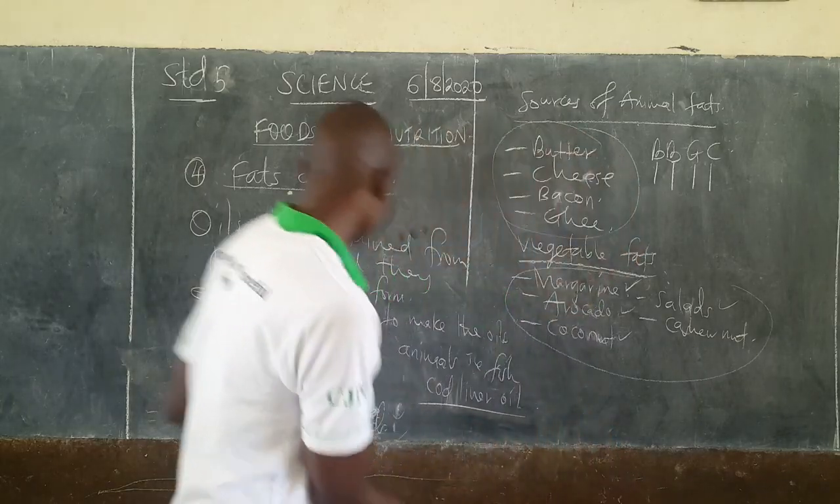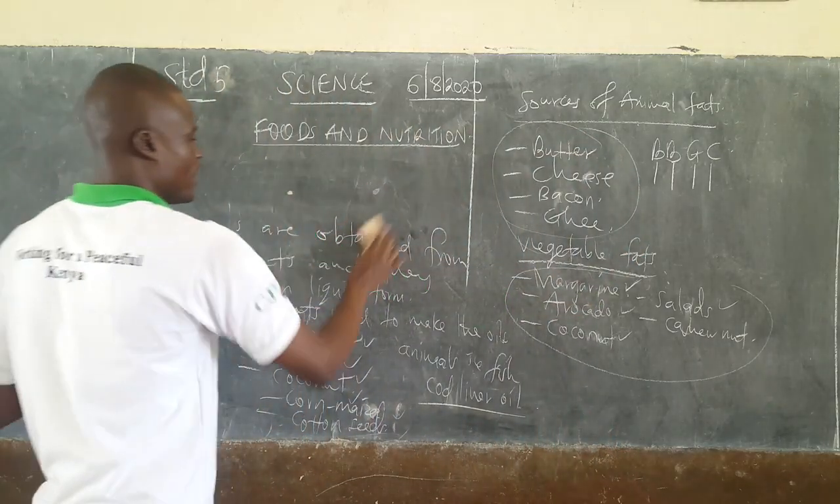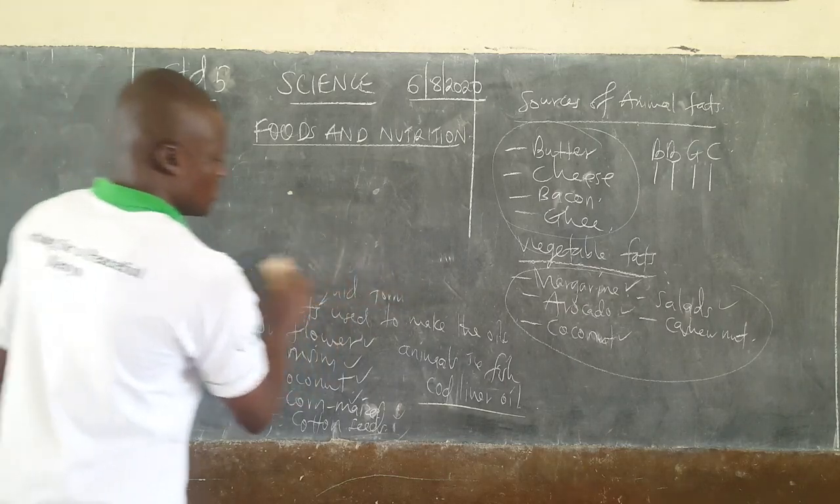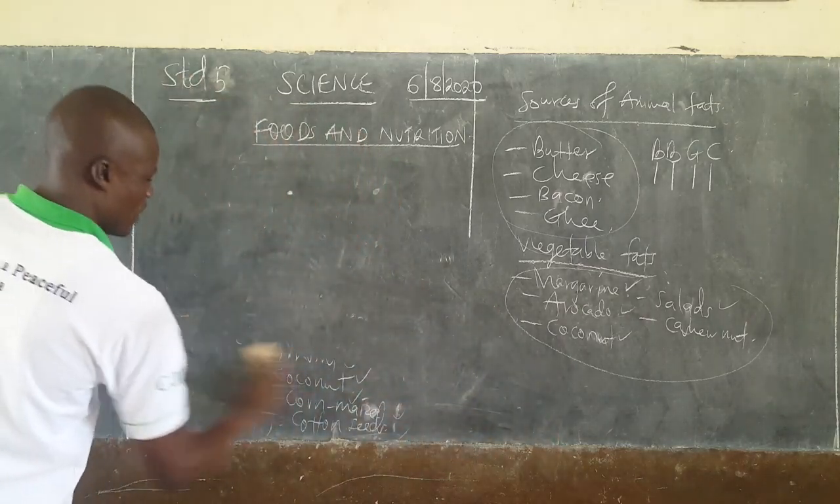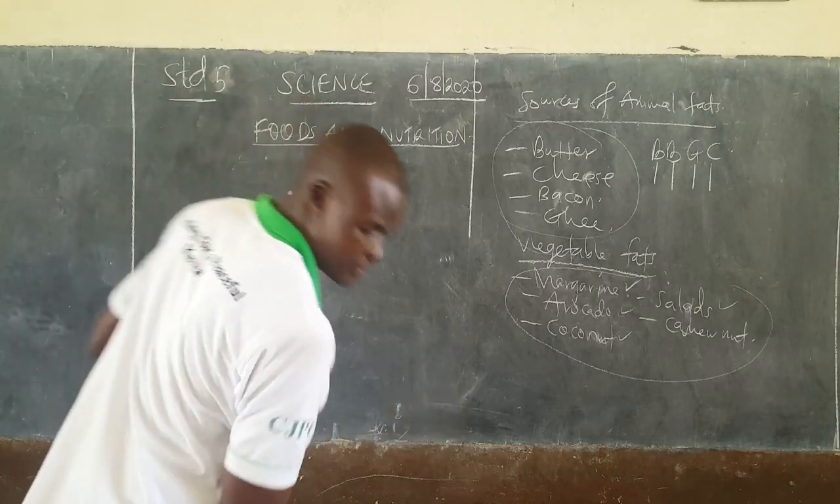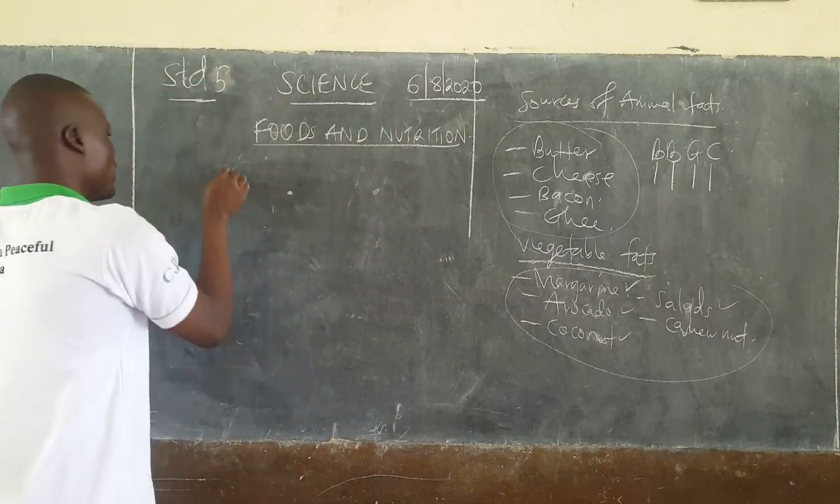So we go to number 5. And our number 5 is going to be on minerals. I think it's going to be our last one. What are minerals? Number 5.